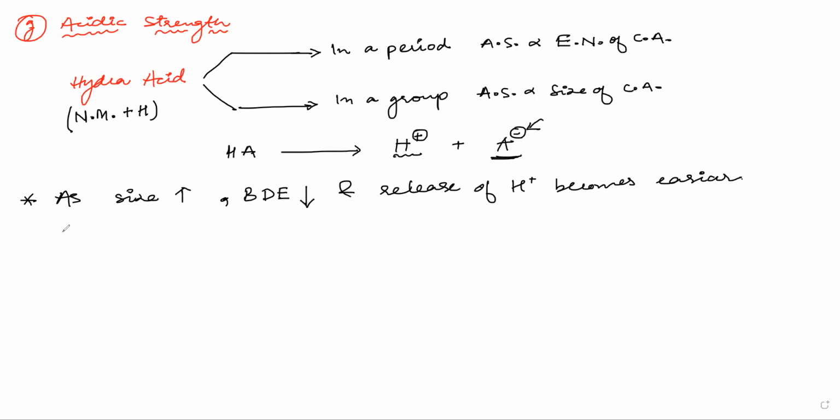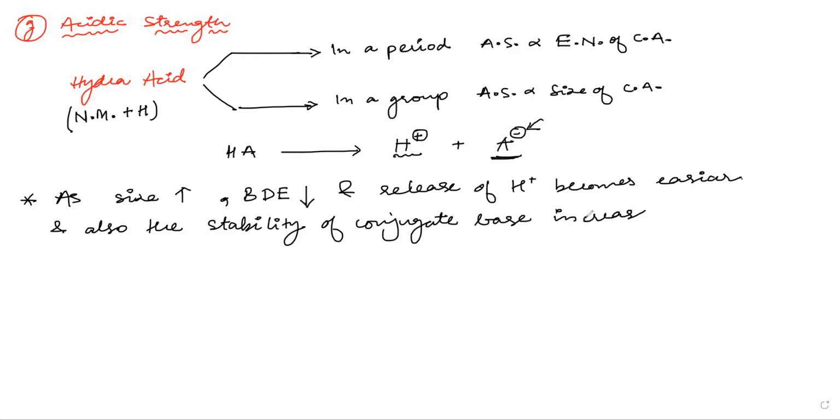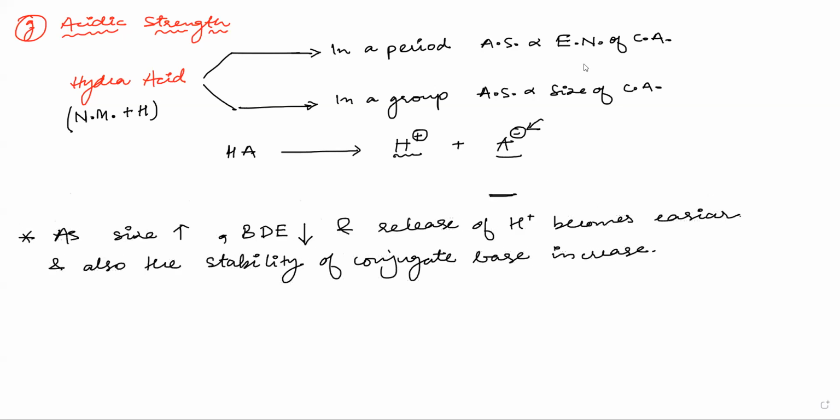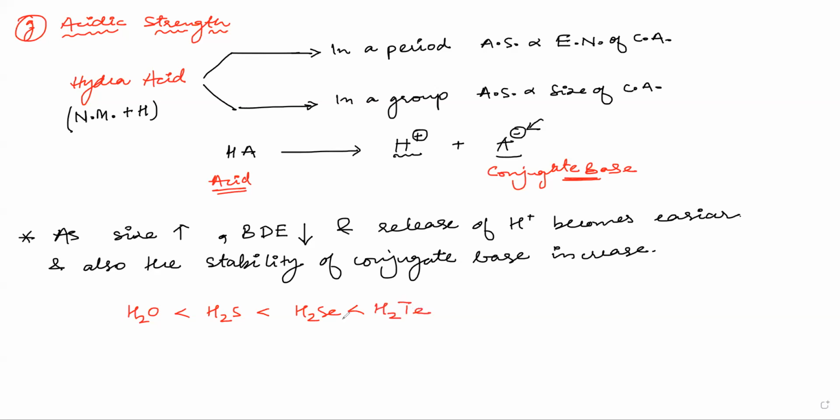So as size increases, the stability of the conjugate base also increases. I hope you are accustomed with the idea of conjugate base. What is a conjugate base? Can somebody tell me? No, this is an acid. Whatever is left after the H plus has been released from the acid is known as the conjugate base. So what will be the acidic strength order? We have H2O, then H2S, then H2Se, and at last H2Te. Okay, please write this down.